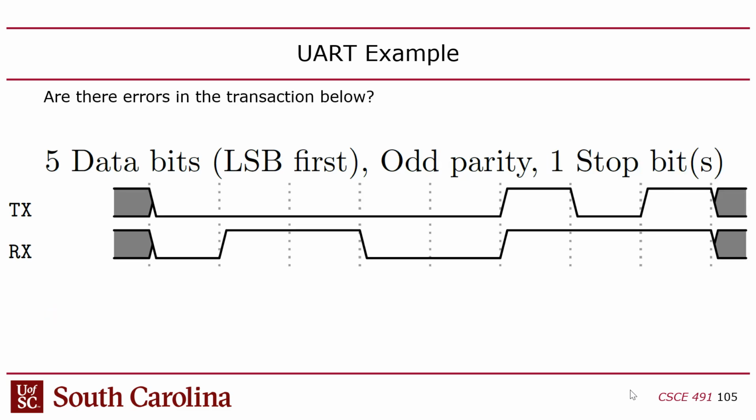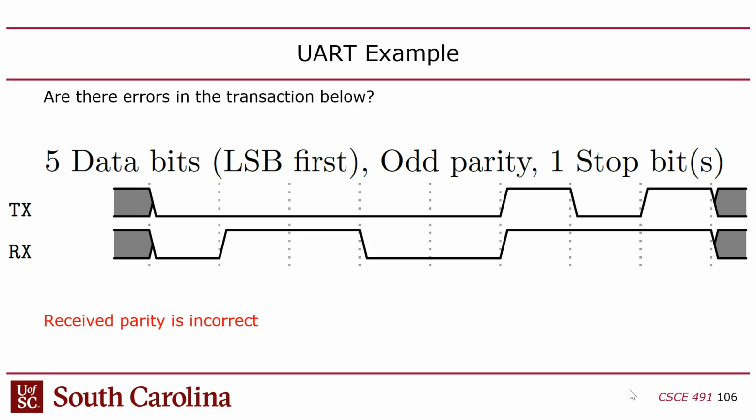Are there any errors in the transaction below? So odd parity, 1 stop bit. Okay, the transmit looks good because there's 1 1 bit, which is odd. The receive side, I've got 1, 2, 3. That's odd. No, I think we're good. I don't think there's any errors in there.